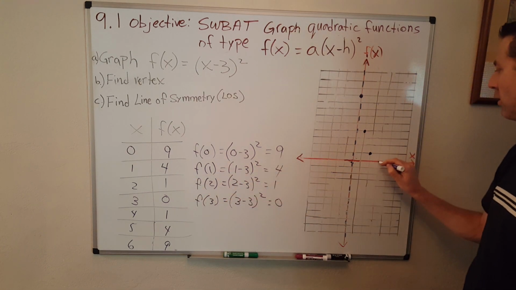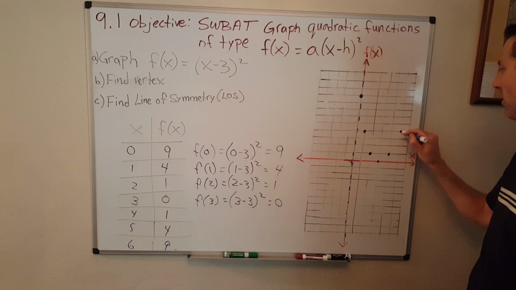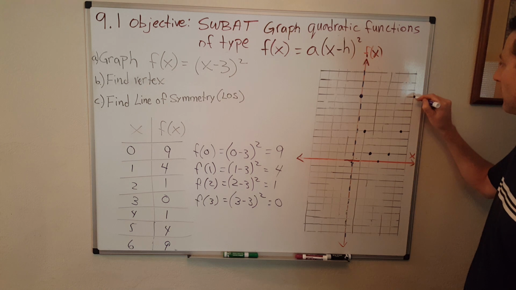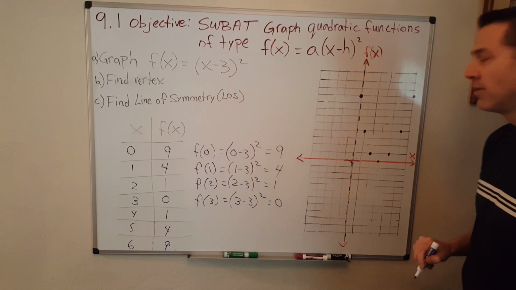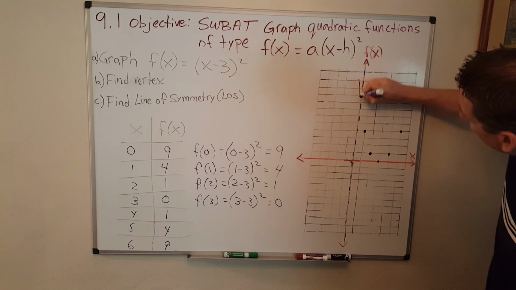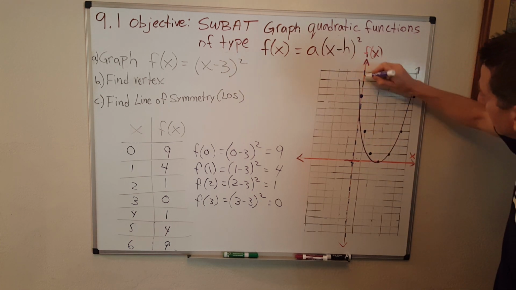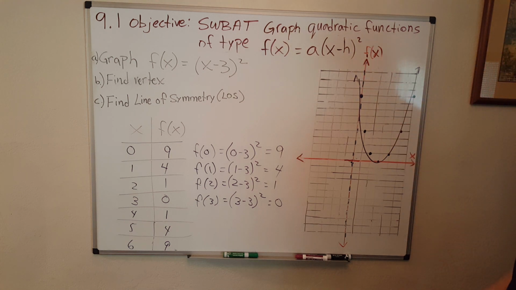3, 0. 4, 1. 5, 4. And 6, 9. All right, and then we just sketch that guy, this parabola. Yeah, kind of off, but you get the point.